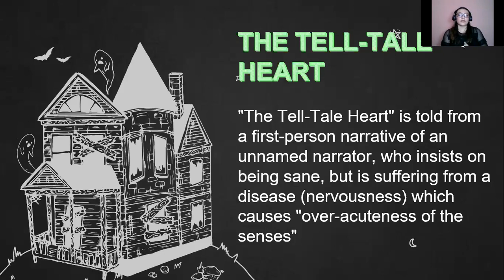He insists on being sane, but he's not. He suffers from a disease, nervousness, which causes him an overacuteness of the senses. So as an introduction to this story, there's one person, a man, or that's what we can infer, who claims that he is sane. He's just like other normal, ordinary people. He's not, because that overacuteness of the senses means his senses were sharper, and that made him feel everything that was happening around him in a more intense way.